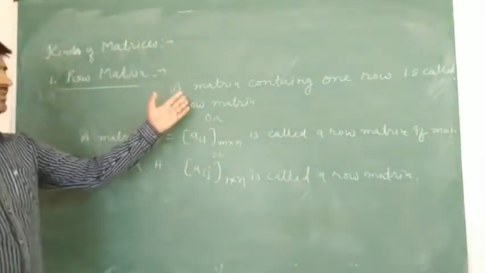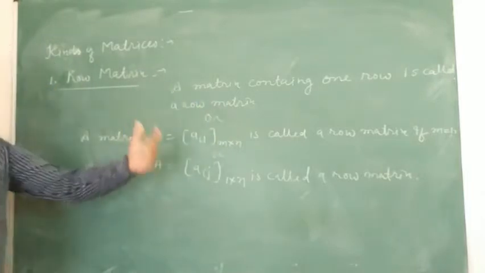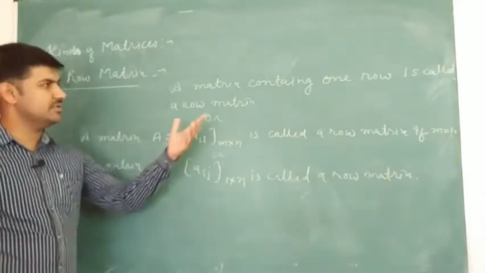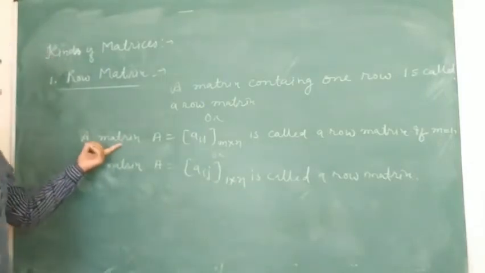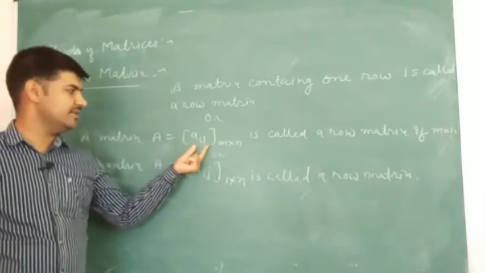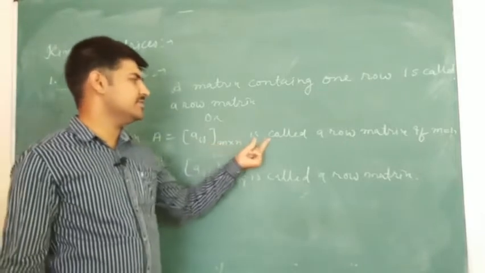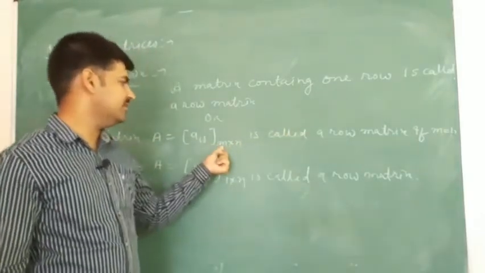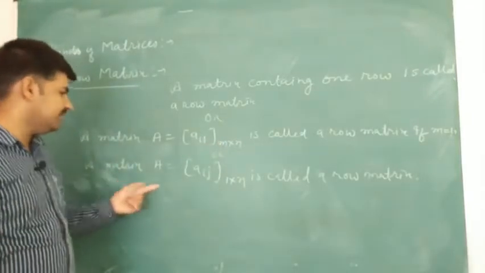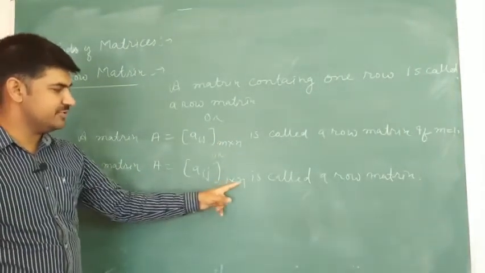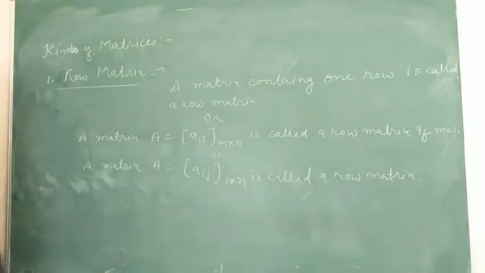A matrix containing only one row is said to be a row matrix, and the second one is a matrix Aij of order M by N is called a row matrix if M is equal to 1, means if it has only one row, and the third one I have already put the value of M is equal to 1. So that's how I have defined a row matrix.